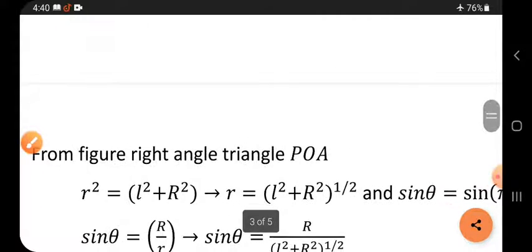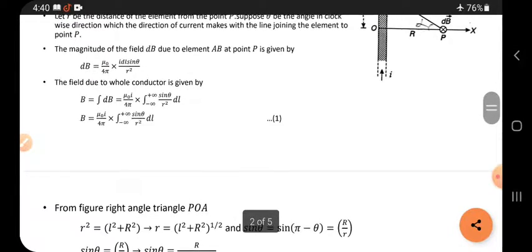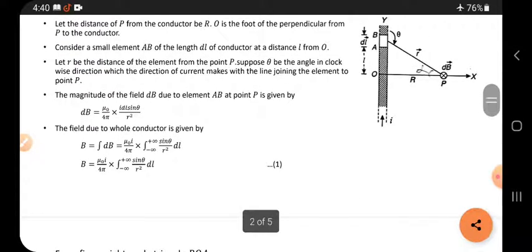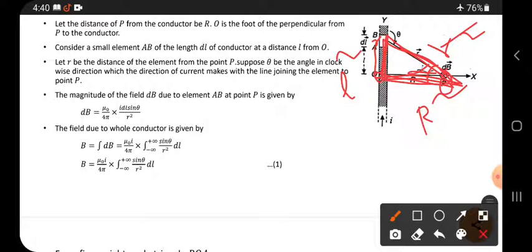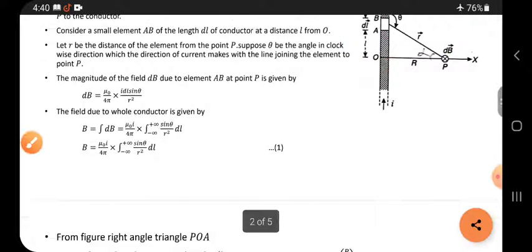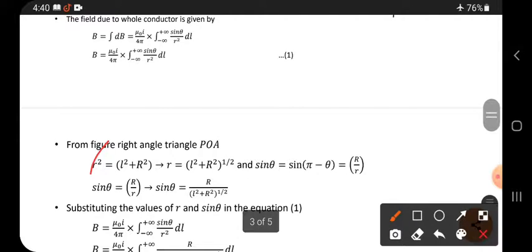From figure POA, this is POA, making a right angle triangle with angle alpha here. In a right angle triangle, the hypotenuse square is equal to this side square plus this side square. That is written here.